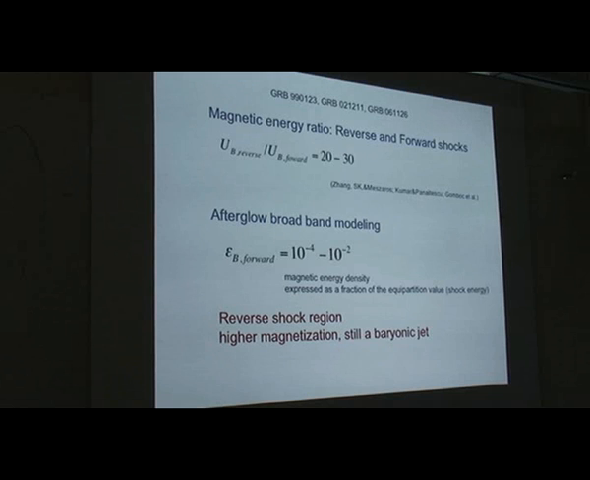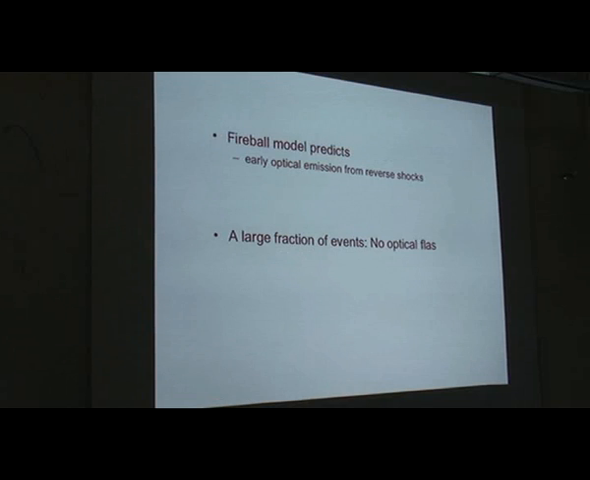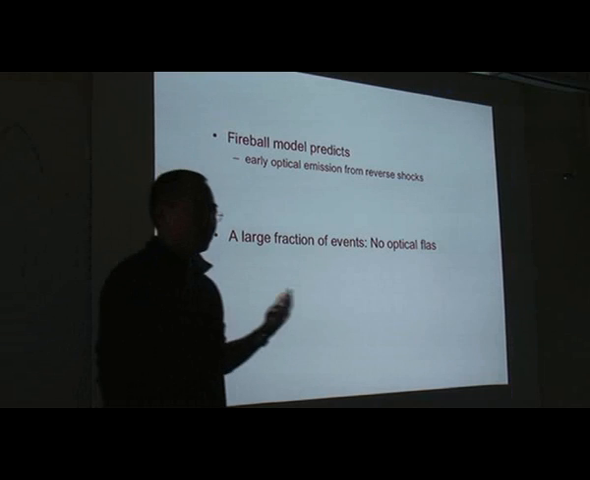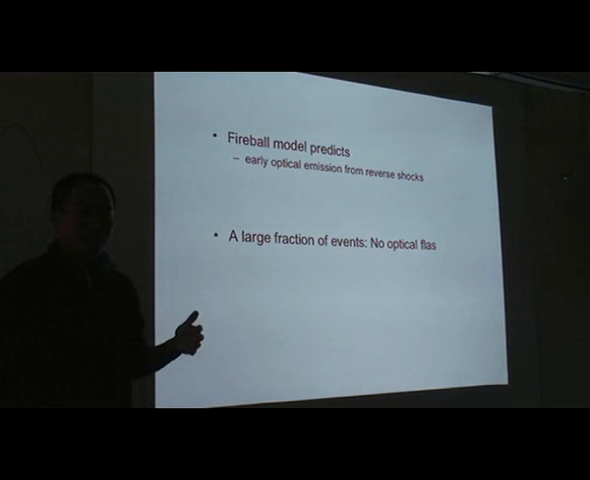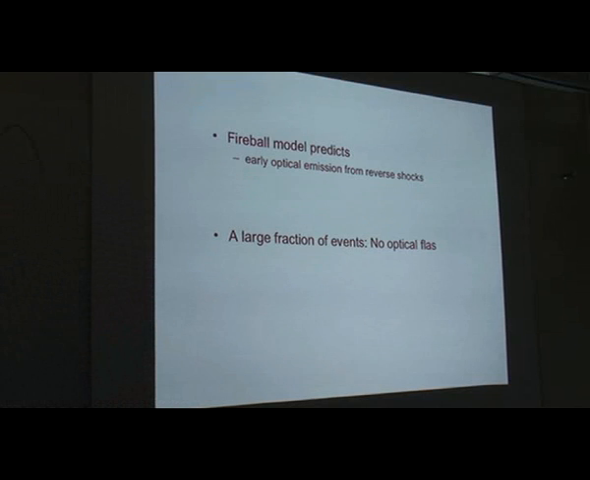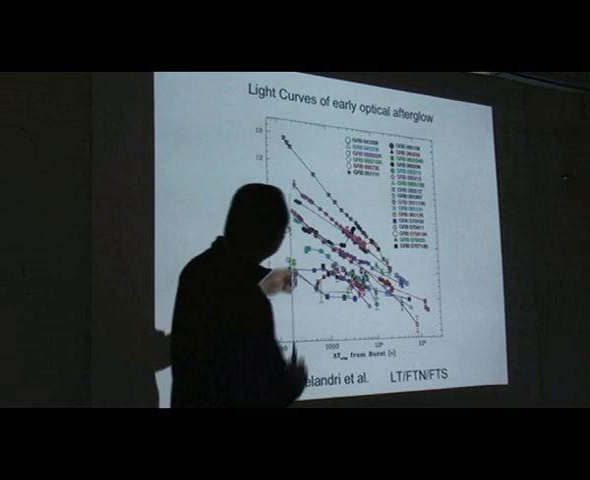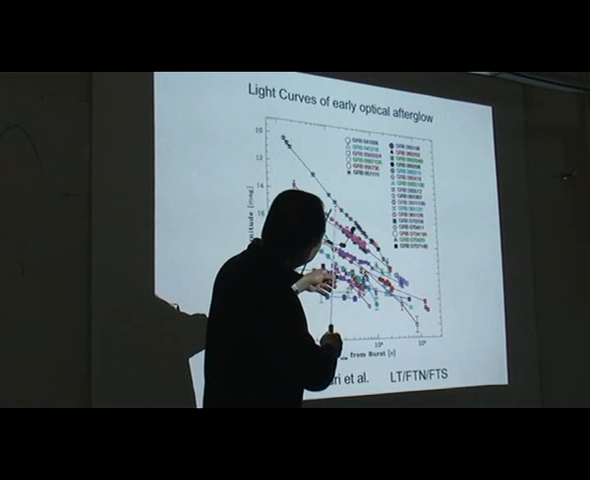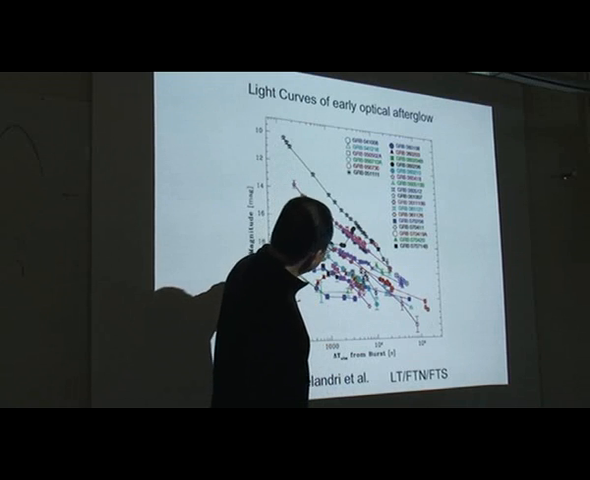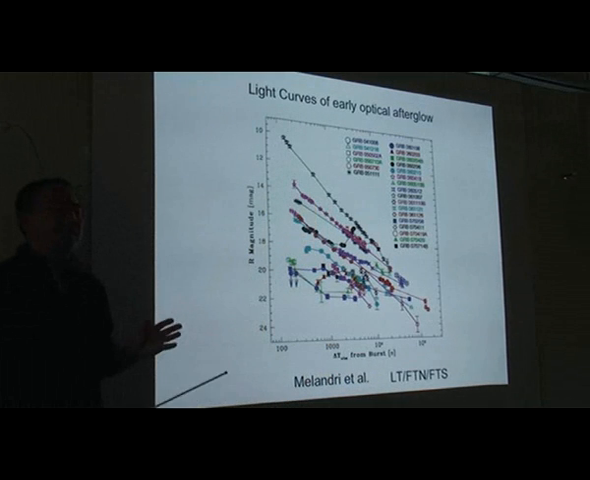But the existence of the reverse shock is still not well understood. The fireball model predicts very bright early optical emission from reverse shocks, but a large fraction of GRBs do not show prompt optical emission, and the reason is not well understood. For example, these are different events. Maybe this one has a somewhat steeper component at earlier times, and this one also, but in most cases it's not clear whether there is a distinct additional component or not.